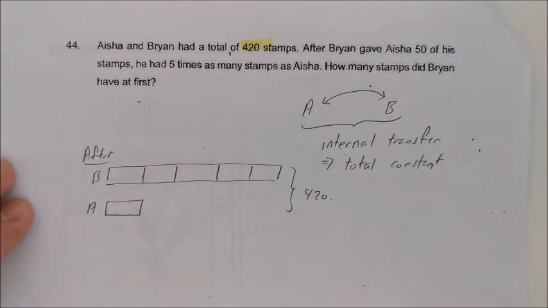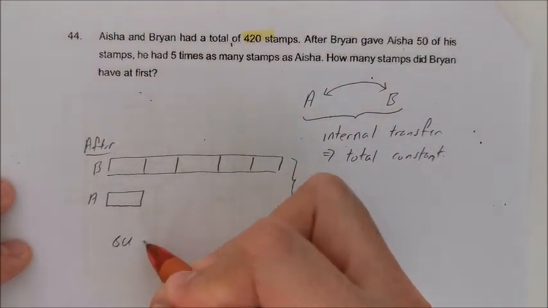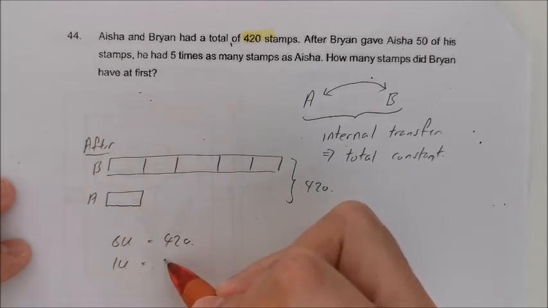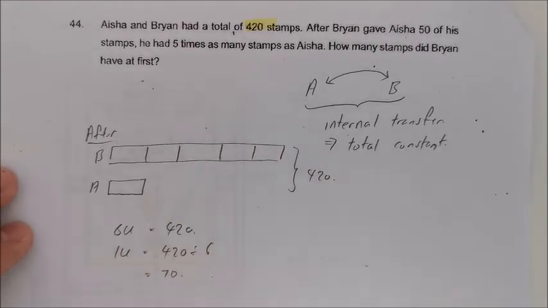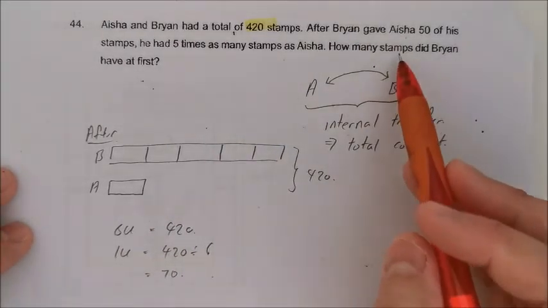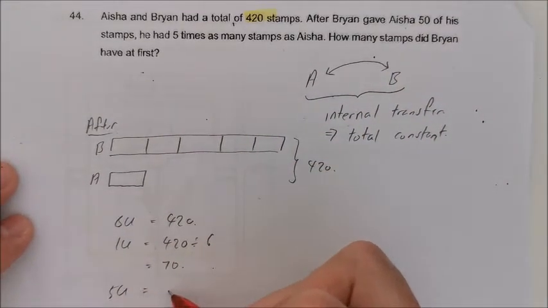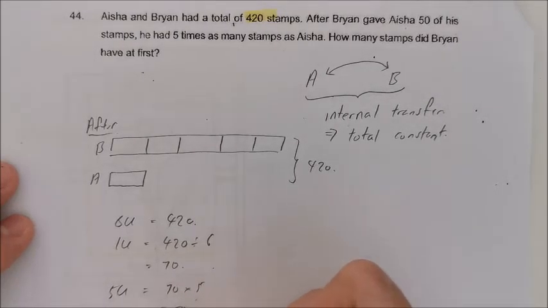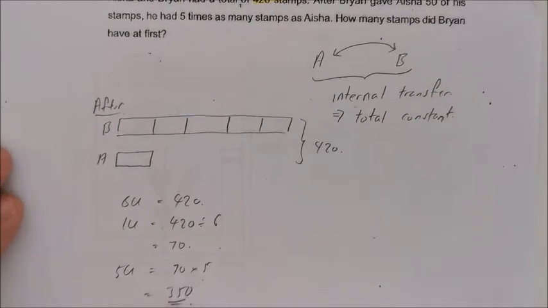So to find after is very straightforward. 6 units is 420. 1 unit will be 420 divided by 6, which is 70. And you want to find out how many stamps Brian had at first. So Brian will be 5 units, 70 times 5, 350. Okay guys, so Brian had 350 stamps at the end.